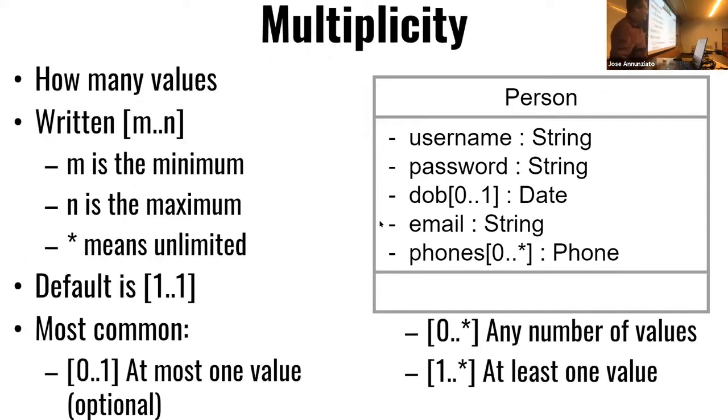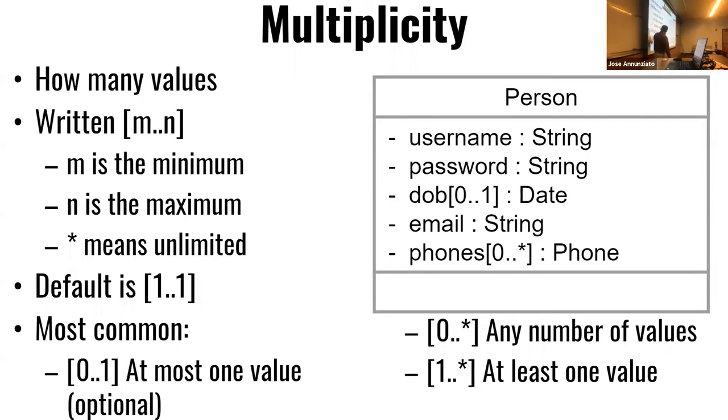We also have multiplicity. If you notice these brackets here, they tell you how many instances of phones you might have. This might say that you could have 0 phones, or you can have many phones associated. This could typically be implemented as an array. 0, 1 means that this is optional. Maybe you don't have a date of birth. I might have this information or not, meaning it's not required. If I don't have the value, it's okay. If I have it, that's awesome.